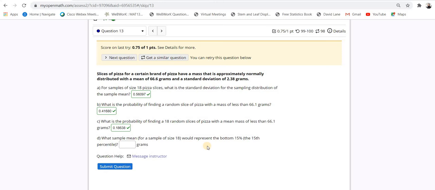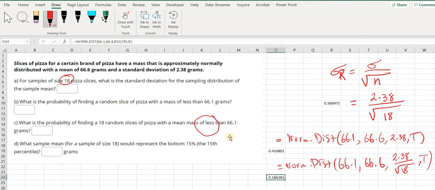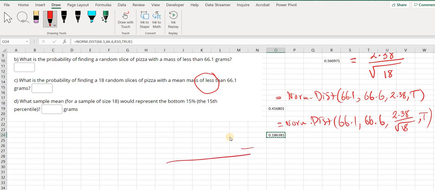The fourth part, what sample mean for a sample of size 18 would represent the bottom 15%? So this question doesn't ask about the probability, and it gives me the bottom 15%. So definitely it gives me the area under the curve to the bottom of a certain missing number, and that missing number is the sample mean. That means, first of all, I will use the NORM.INV. So here is how this looks. Here is the bottom 15%, and here is the missing sample mean that I look for.